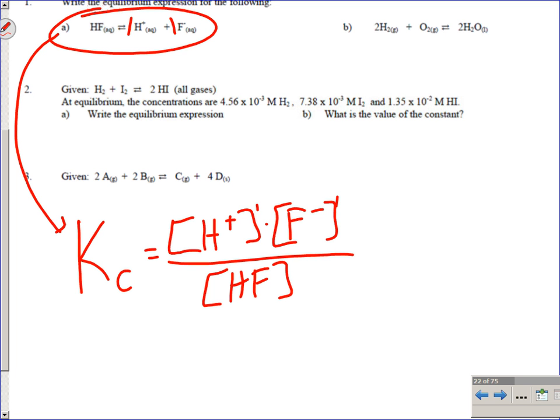How about B? We have gas, gas, and liquid. Do not put the liquid in there. We know it's still there. We know that's a part of the reaction. We can't just totally ignore it. But we just don't write it because it does not impact the value of the equilibrium constant that this expression is particularly pertaining to. So Kc is equal to what on top?